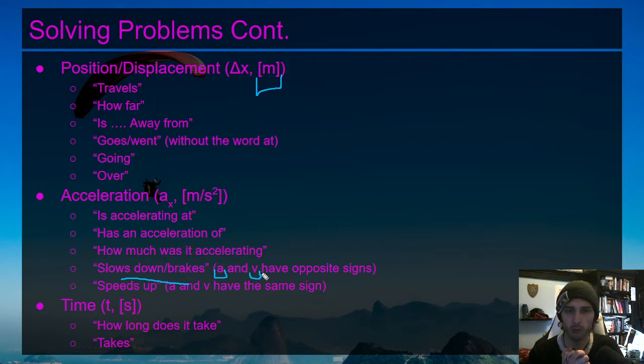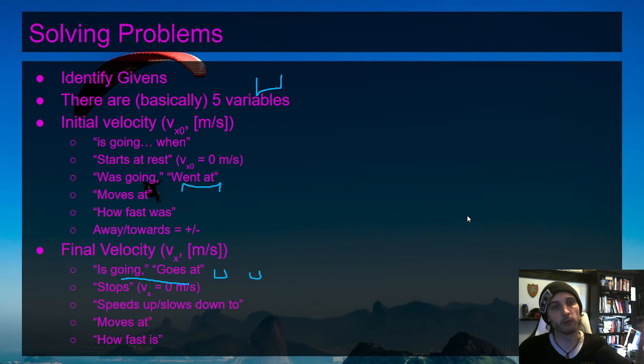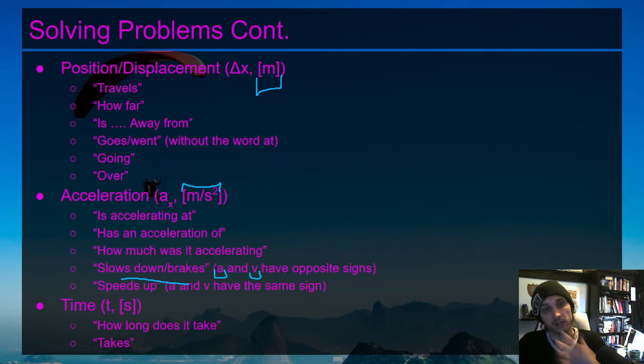Time is a lot more straightforward. The units on that one are seconds, and it's just how long does it take, or takes is the big one, or over and then an amount of time, or in and then an amount of time. Just look for the seconds, and that's time. Similarly, you can look for meters per second squared, and that'll be acceleration. Honestly, the weird one is just figuring out past tense versus present tense versus future tense to figure out initial versus final from velocity, because those have the same units.